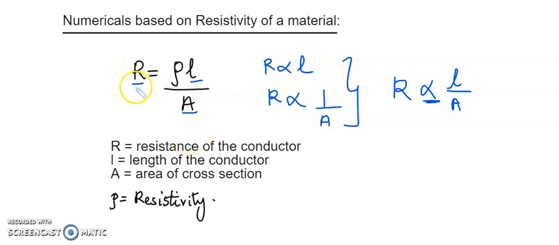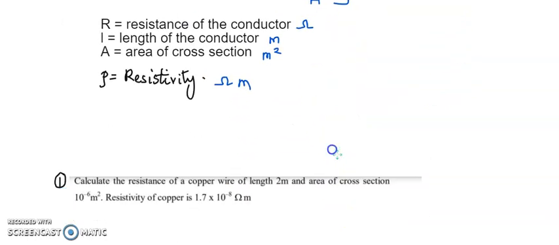The unit for resistance is ohm, the unit for area is meter square, the unit for length is meter, and for rho it is ohm meter. So you have to convert the length and the cross-sectional area into meter. Am I clear? Only then will we proceed with the steps. So let's take various different types of questions based on resistivity.